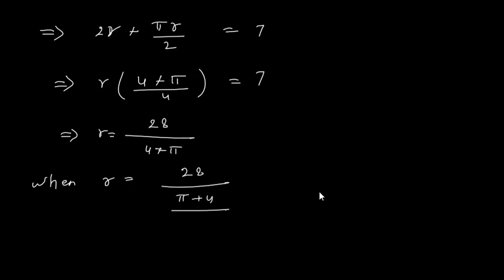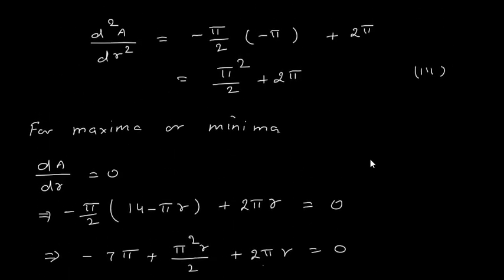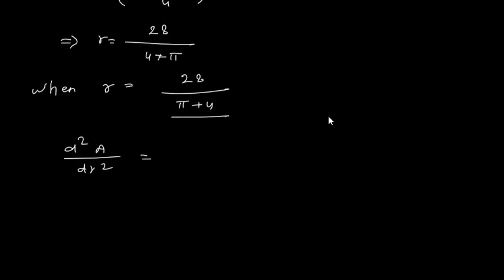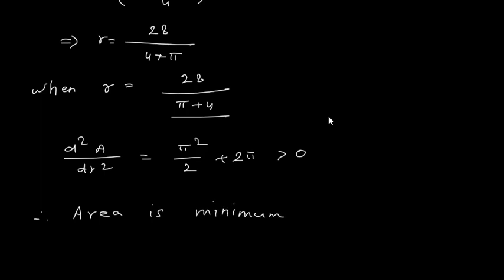we have d square a upon dr square. Its value will not change because it does not include any r term. It is pi square upon 2 plus 2 pi, which is greater than 0. So therefore I will say that area is minimum when r is equal to 28 upon pi plus 4 or 4 plus pi.